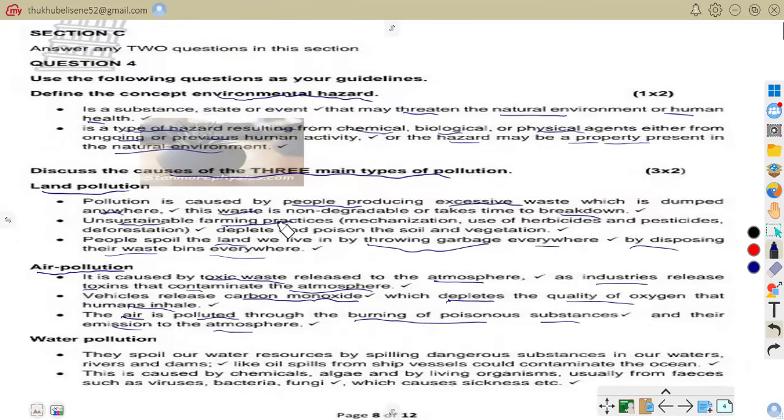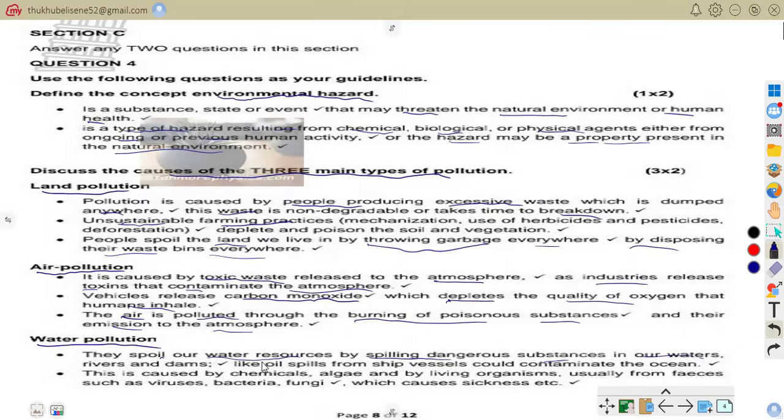Sorry, we forgot to talk about another type of pollution, that is water pollution. Sorry that we skipped it. Water pollution is when they spoil our water resources by spilling dangerous substances in our waters. Water pollution happens when harmful substances contaminate rivers, dams, oceans, or other water sources. It further says they spoil our water. Already we've talked about that.